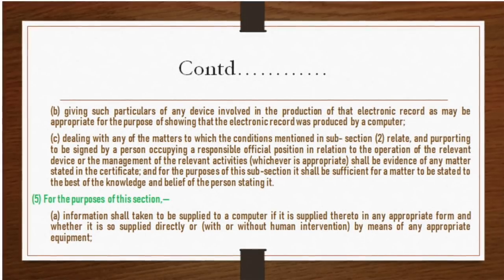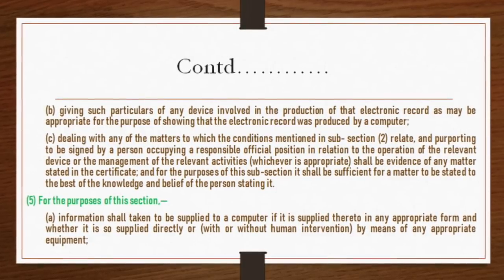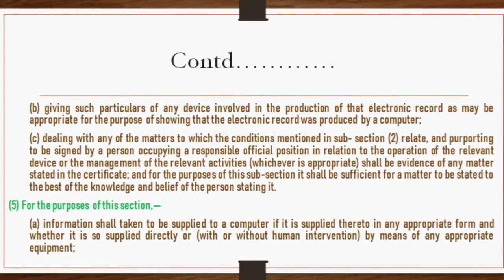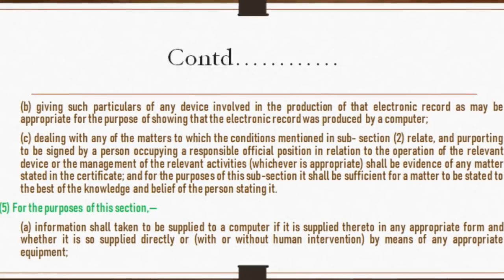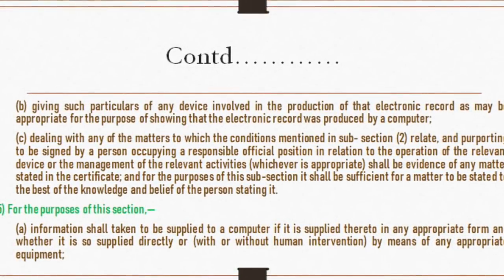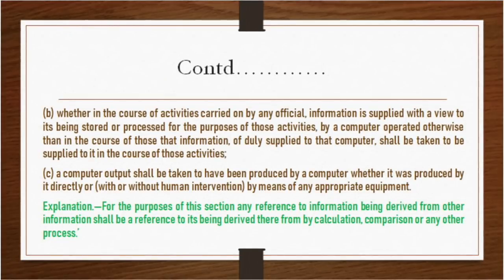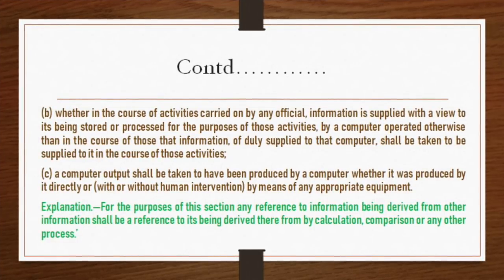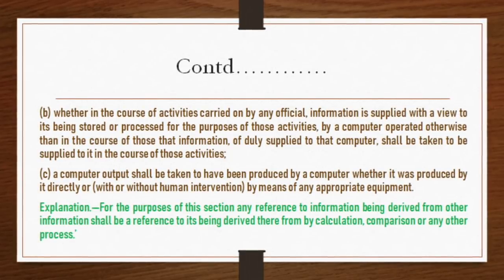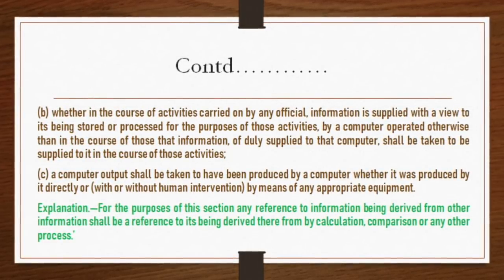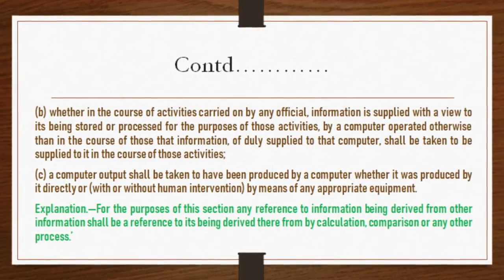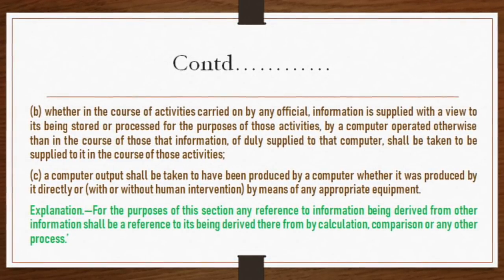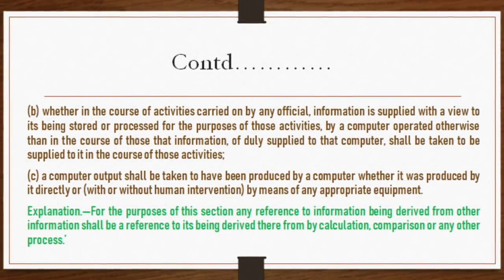Subsection 5. We get, for the purposes of these sections, information shall be taken to be supplied to a computer if it is supplied thereto in any appropriate form, and whether it is so supplied directly or with or without human intervention by means of any appropriate equipment, whether in the course of activities carried on by any official, information is supplied with a view to its being stored or processed for the purposes of those activities by a computer operated otherwise than in the course of those activities, that information, if duly supplied to the computer, shall be taken to be supplied to it in the course of those activities. So those activities include all these things.